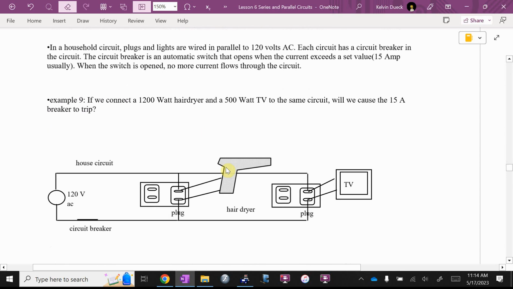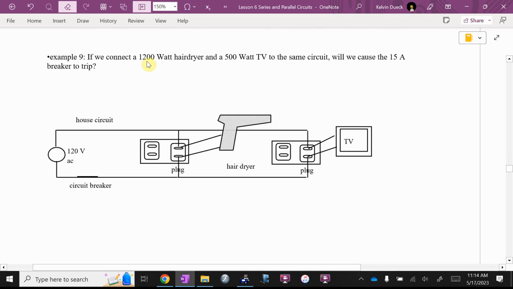Finish with this. In a household circuit, plugs and lights are wired in parallel to 120 volts. It's not direct current, it's AC, but the rules I'm teaching you will still work the same. Each circuit can only handle a certain number of amps, usually 15. It's got a circuit breaker. The circuit breaker will trip right when you get to 15 amps. When the switch is opened, no more current will flow. So here's the question. Suppose we connect a 1500 watt hairdryer and a 500 watt TV to the same circuit. Will we cause the 15 amp breaker to trip?